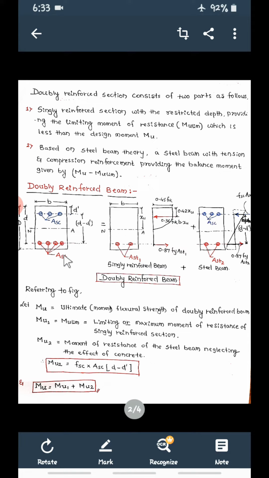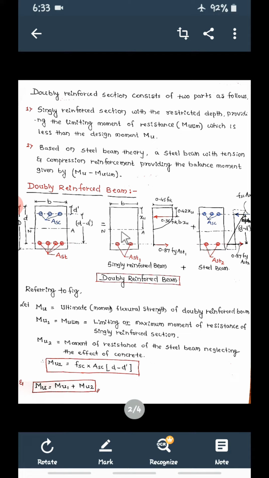AST. So out of this AST, consider a singly reinforced beam, which will provide AST1. Because of this AST1, how much moment will it resist? Mu limit. Out of the total Mu, this beam will resist Mu limit. Now see here, only steel is provided at the tension zone, no compression steel. So this beam is considered a singly reinforced beam.